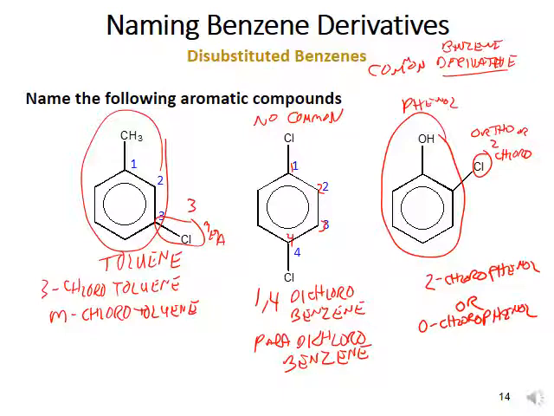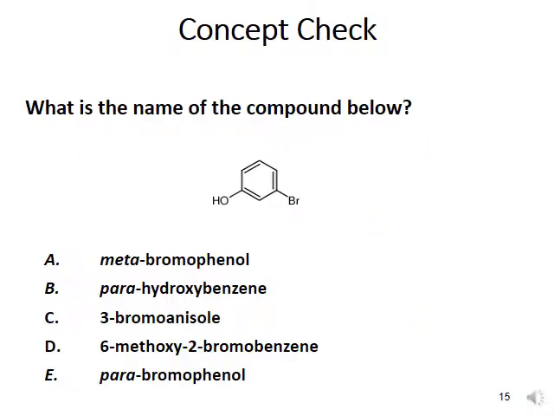Oh, we already did the numbering system here for each of these. Good. All right, so what's the name of this thing? Well, do you see a common base? A common parent? I do. I see that as phenol. We just did one like that.